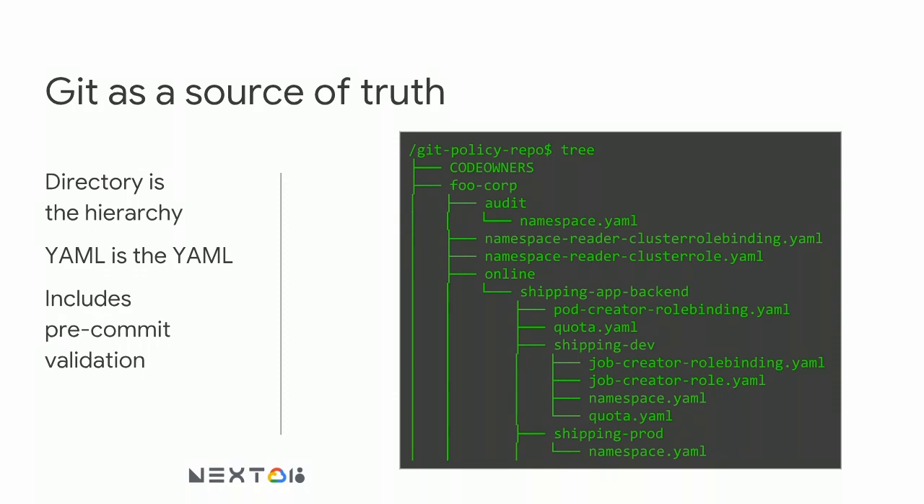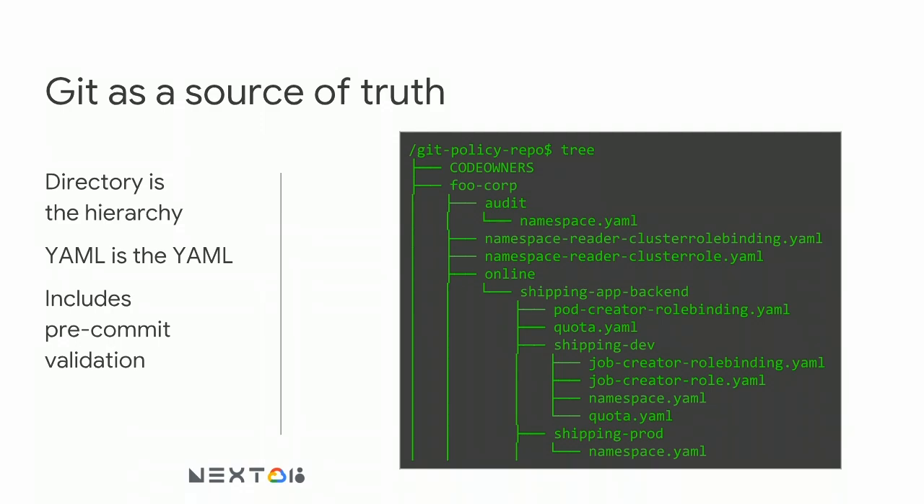Specifically with the Git source of truth, we've created our own directory format, which represents the hierarchy. Effectively, we use the file system, which is a very good natural way to represent hierarchy. You'll see in this example on the right, you have foo corp, which is the root of the organization, and underneath it you have online, which is a department. Within online, you can have a series of namespaces, and you also can have an RBAC binding YAML.